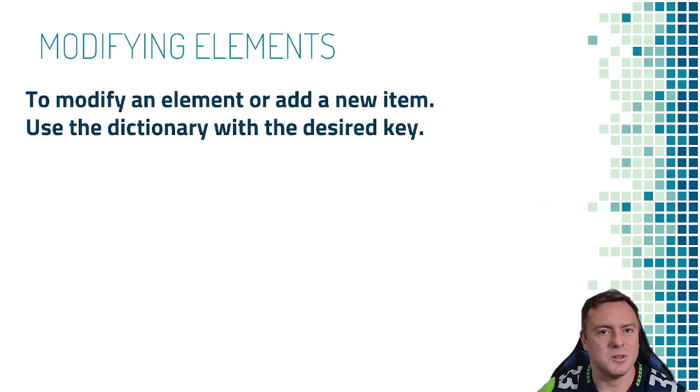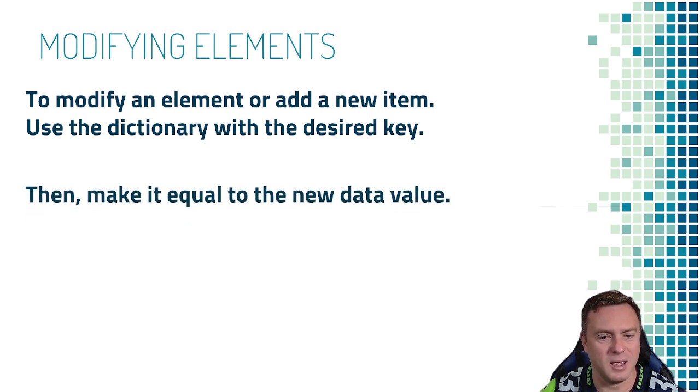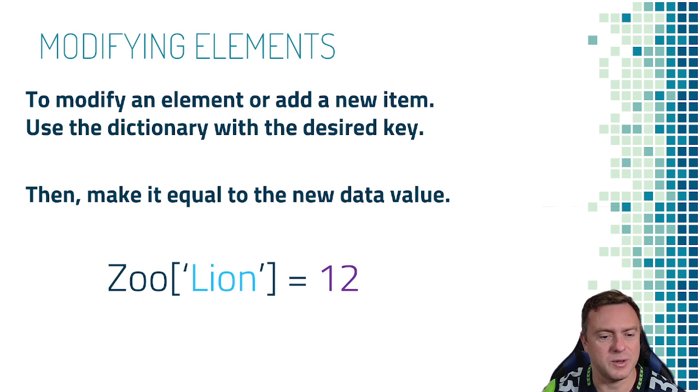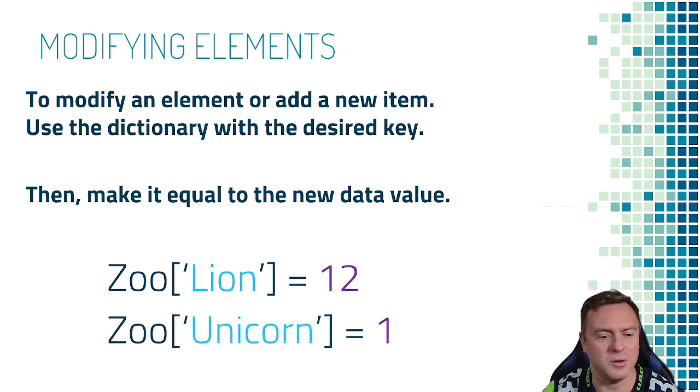Modifying elements. To modify an element or add a new item, use the dictionary with the desired key, and then make it equal to a new data value. For example, if we want to override lion or add a new lion in, you literally go zoo lion is equal to 12, and that will set the key lion to have the value of 12. Similarly, if we want to set unicorn, we can create a new zoo item for unicorn and set that equal to 1.